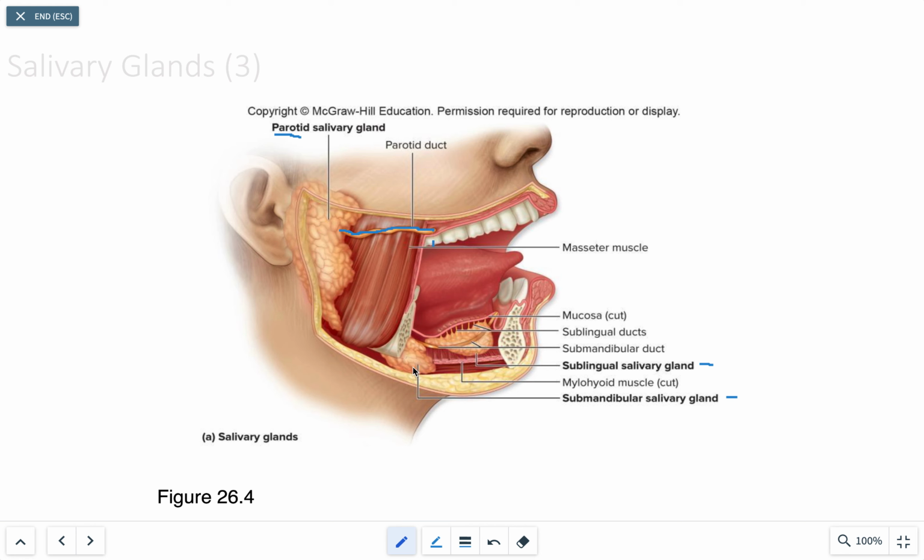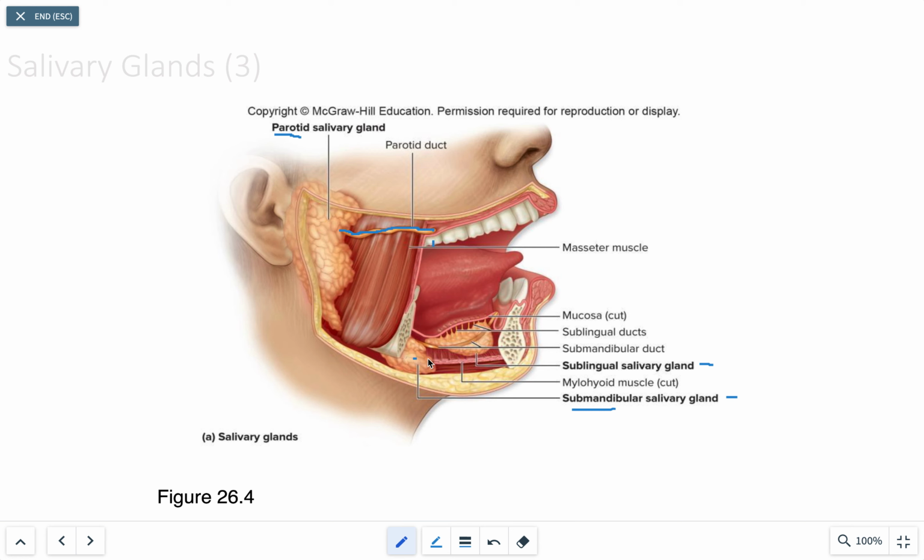The submandibular is our next biggest one, or is the biggest one. It's going to produce the majority of our saliva. So the submandibular salivary gland is going to produce about 60 to 70% of our saliva. It lies inferior to the body of the mandible. It also has a submandibular duct.